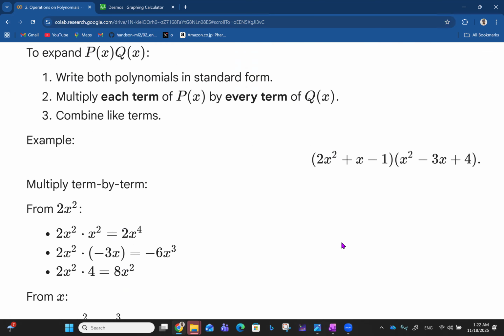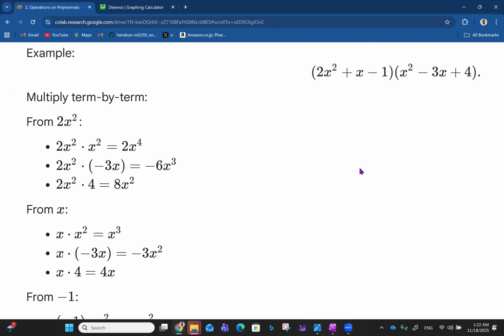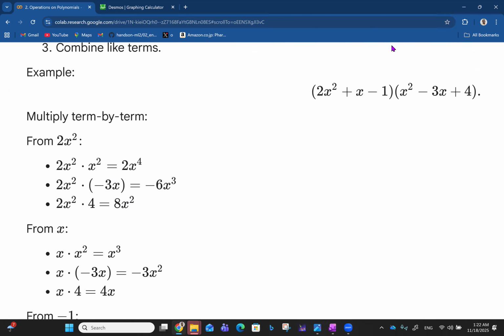So multiply term by term. First of all, 2x squared times x squared, you get 2x raised to the power 4. 2x squared times minus 3x, you have minus 6x raised to the power 3. 2x squared times 4, you have 8x squared. Then you take x again. So you take this second x times x squared, x cubed, x times minus 3x, that's minus 3x squared. x times 4, you have 4x.